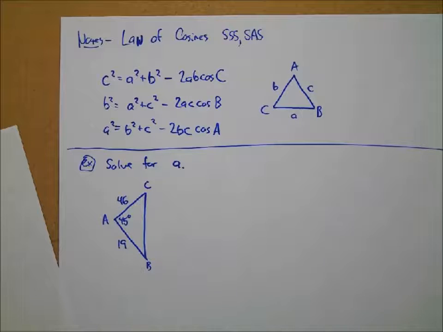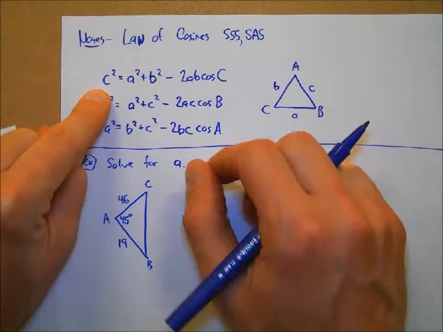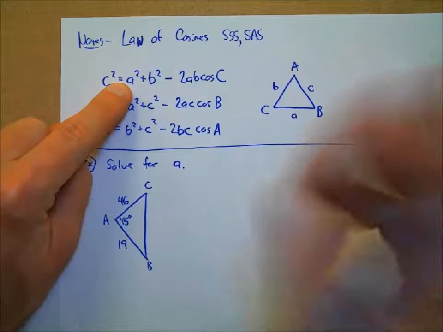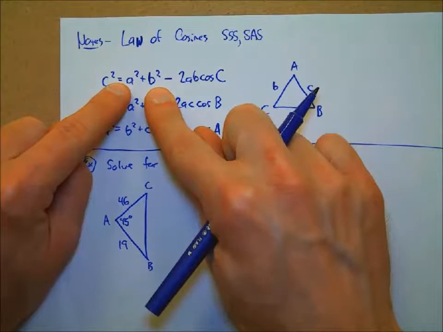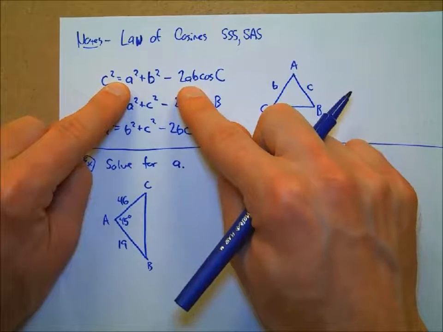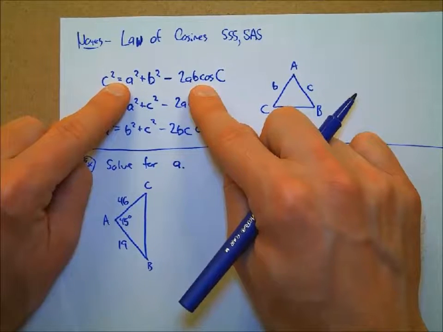So if I want to use the first one, do I have little c? Yes. Do I have little a? No, but that's okay. We're going to solve for it. Do I have little b? I do, 46. Do I have little a? No, but again, we'll solve for it. Do I have little b? Yes. Do I have capital C?